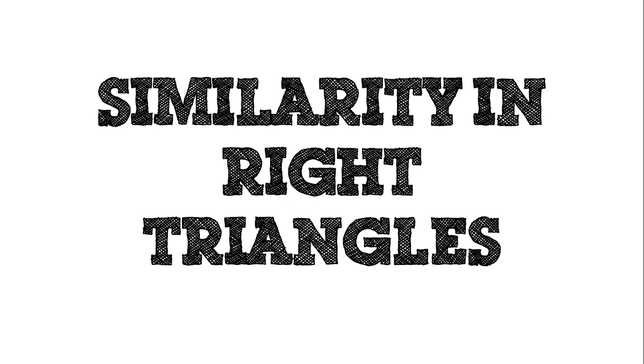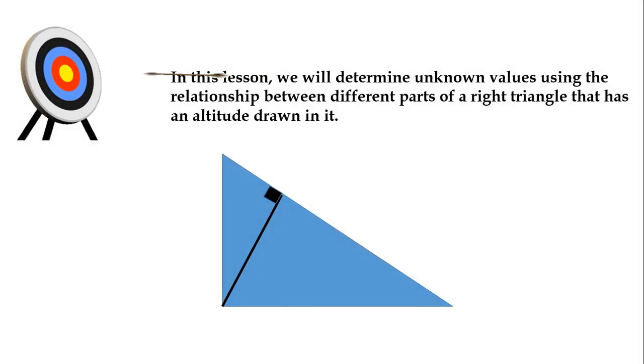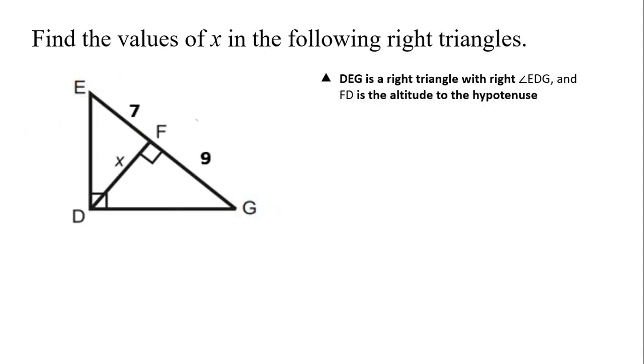In this video, we're going to talk about similarity in right triangles. Our main goal is to determine unknown values using the relationship between different parts of a right triangle that has an altitude drawn in it. So, our first example, we are to look for the value of x.